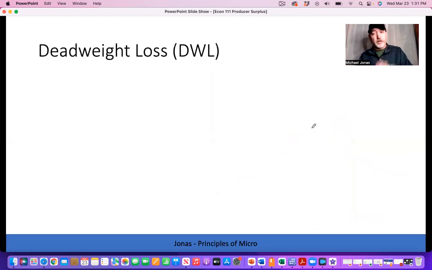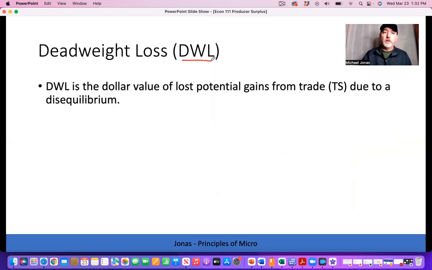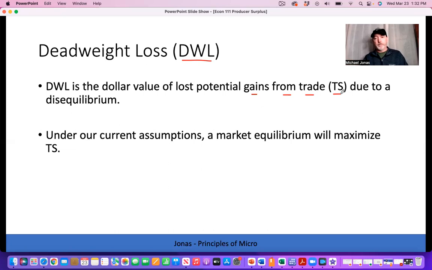So the particular terminology that we're going to place on that is so-called deadweight loss, the DWL. And that's the dollar value of lost potential gains from trade, meaning total surplus, due to a disequilibrium. So it's tracking how much society loses in dollar terms from a policy and intervention that pushes us away from equilibrium.